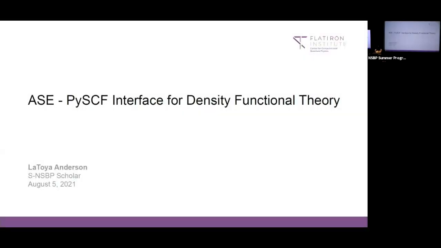So today I am going to share about the ASE PySCF interface for density functional theory. Don't worry, I will actually talk about what all of that means during the presentation. It's a lot of acronyms.